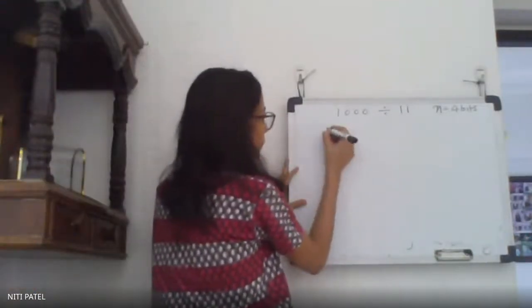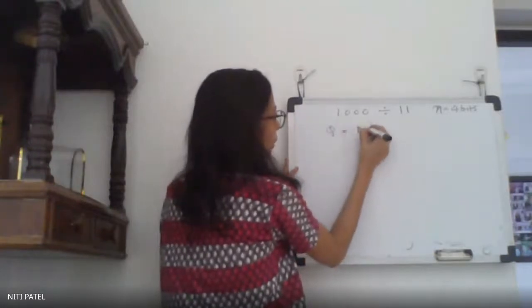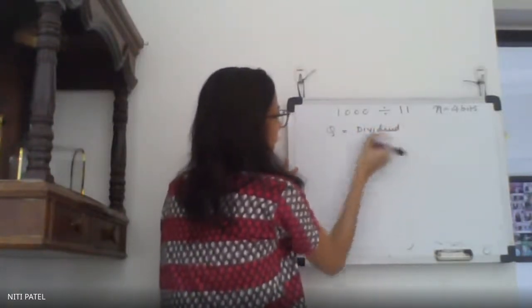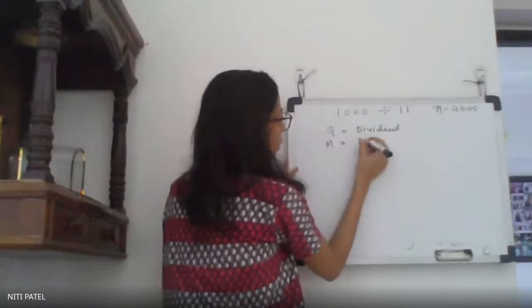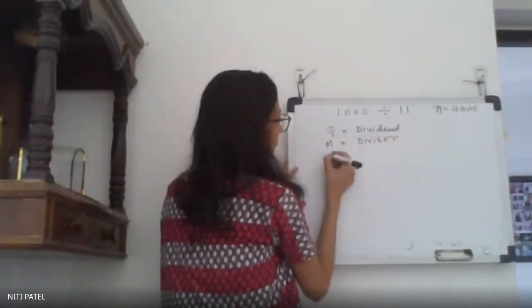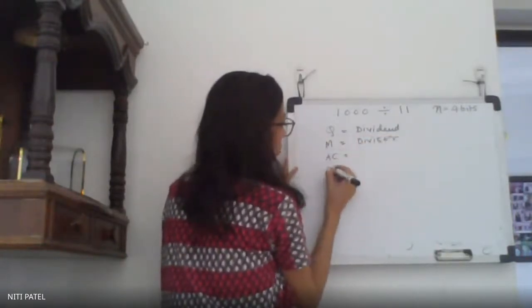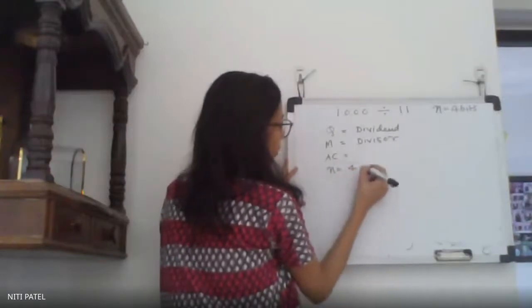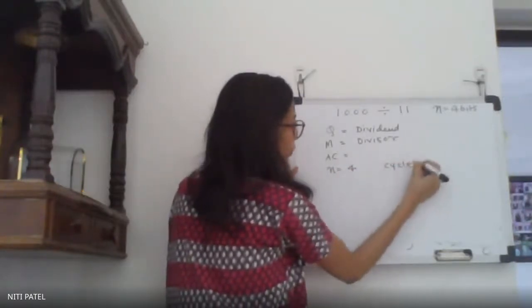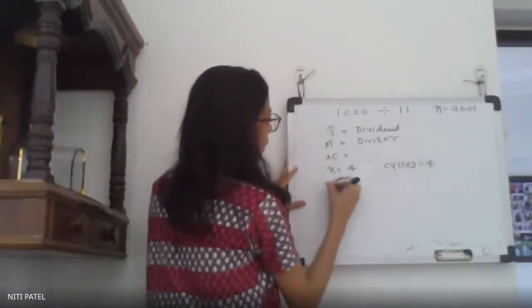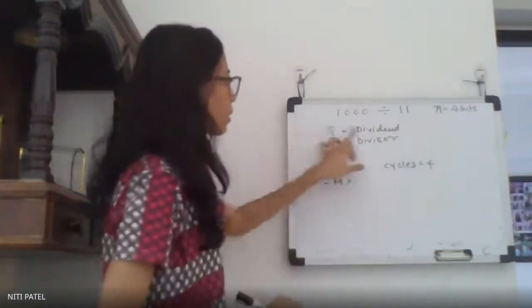So what will be my Q? It is nothing but the dividend. My M is the divisor. My AC will hold some values. My N will be 4, so my cycles will also be 4. And what else do we require? Minus M.